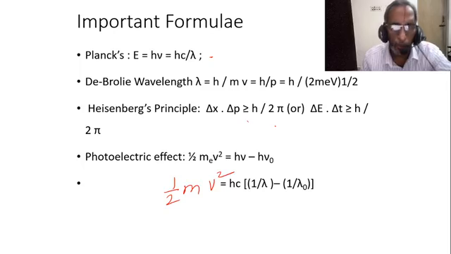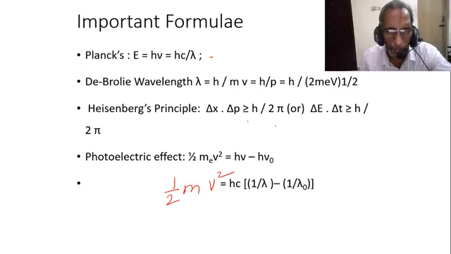And also Planck's formula we know, E is equal to h nu or hc by lambda, where h is the Planck's constant, E is the energy, nu is the frequency, c is the velocity of light, lambda is the wavelength of radiation or light radiation.